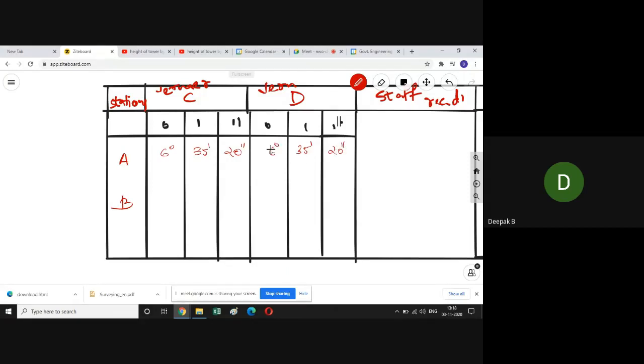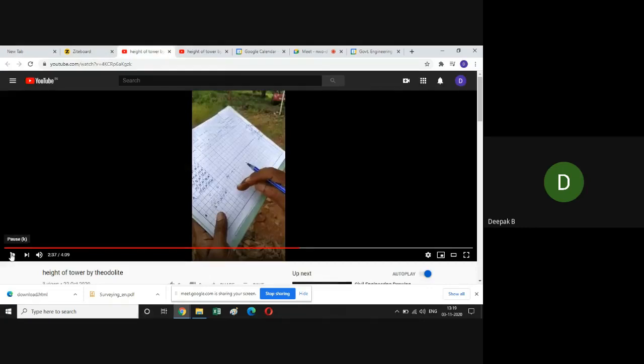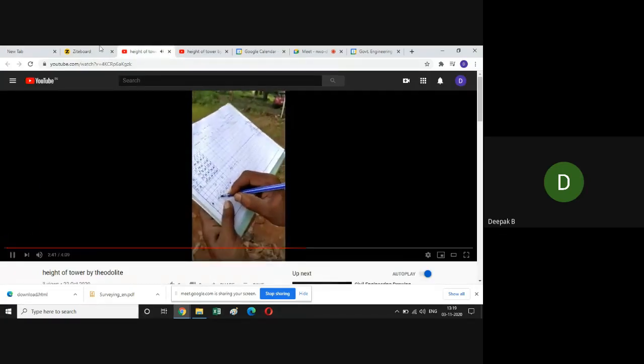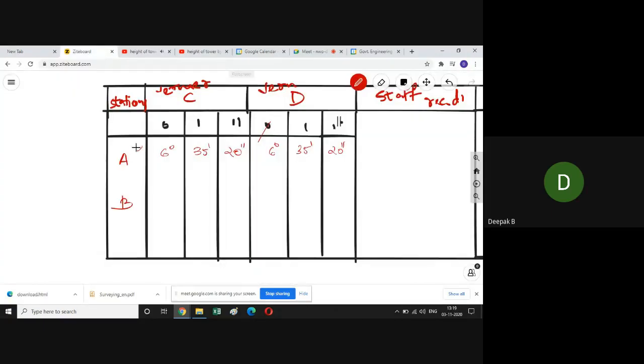In vernier D also we saw the same measurements. Actually, this column is not required because it is the same. In minutes and seconds, it is still 6 degree, 35 minutes and 20 seconds. Now, this is the alpha plot.